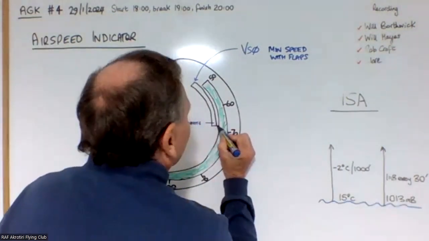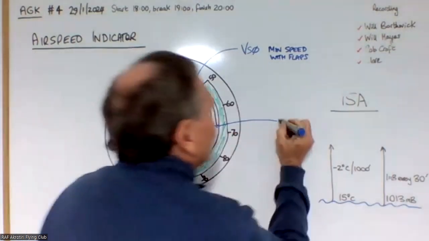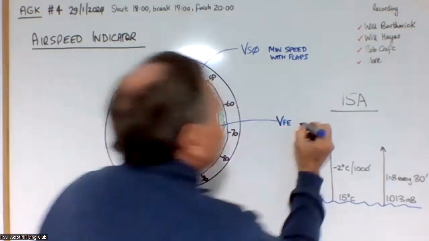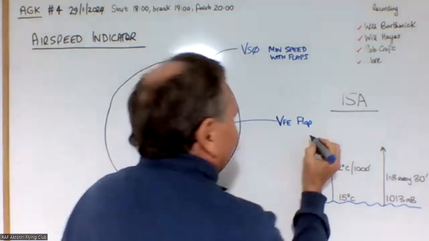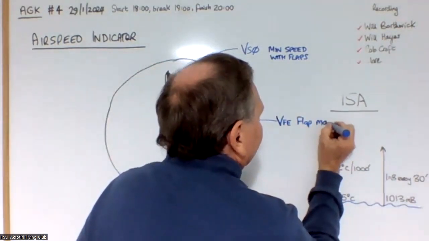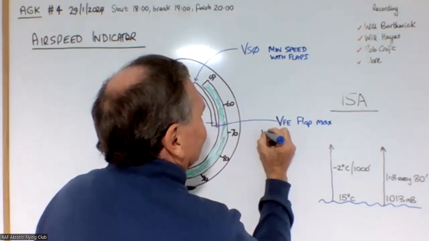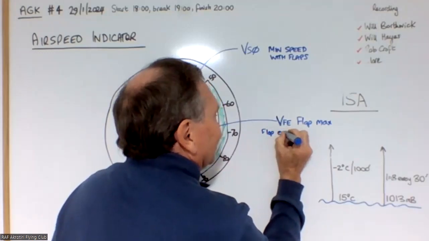And this speed here, the top of the white arc, is called VFE, your flap extending speed, your maximum speed you can fly with flaps. It's sometimes called the flap extending speed. That's why it's called VFE. It stands for flap extending.